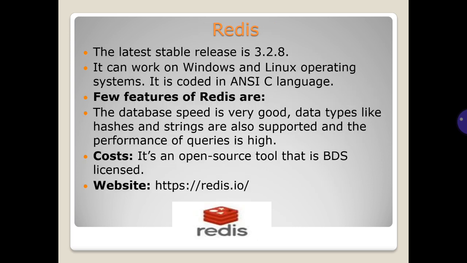Redis. Their latest stable release is 3.2.8. It can work on Windows and Linux operating systems. It is coded in ANSI C language. Few features of Redis are: the database speed is very good. Data types like hashes and strings are also supported, and the performance of queries is high. It's an open source tool that is BSD licensed, and this is the website.